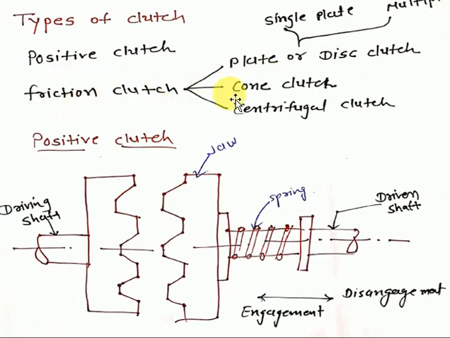Okay, now there are three types of friction clutch. Okay, we have seen the plate clutch, or we can say disc clutch. Then second is the cone clutch. The shape is like a cone, that we will see in the next part. And third one is the centrifugal clutch. So these are the three types of friction clutch. Okay, so I hope you understand the positive clutch and friction clutch.